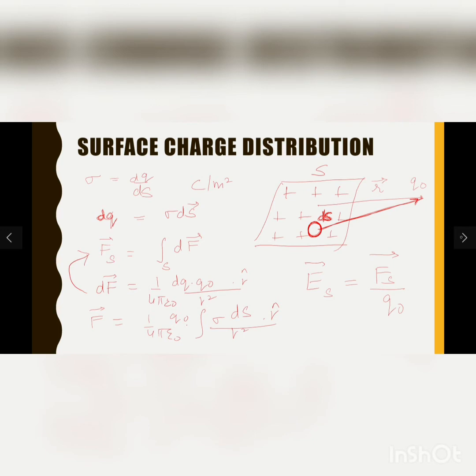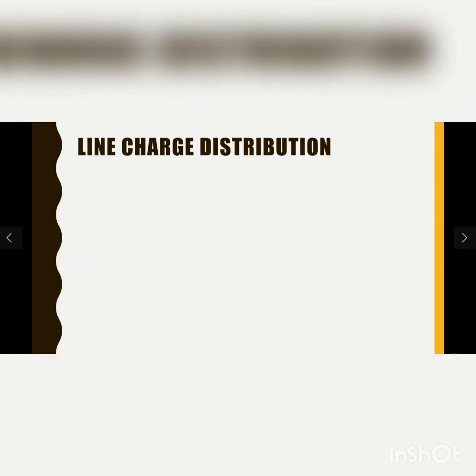Similarly, on the same lines, we can understand line charge distribution. So suppose there is a one-dimensional curve or a line L. Fine. So your charge is distributed over this one-dimensional curve. So consider a very small element dl of this charge distribution.